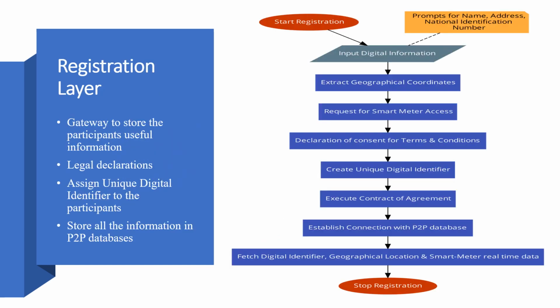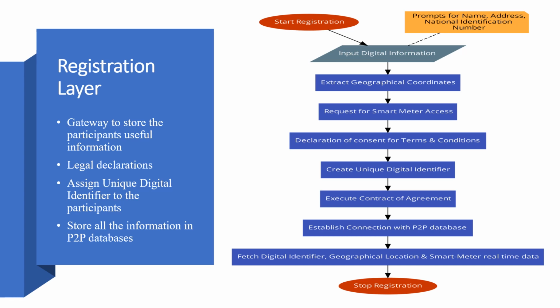So talking about the registration layer, it's a simple layer that runs on the backend side of the smart grid hardware. Basically, it asks the participants who are willing to take part in the energy trade for certain information like geographical coordinates. The registration layer shall also request access to the smart meter, because it's from where we are actually getting the real-time data of the energy generation and the consumption, right?